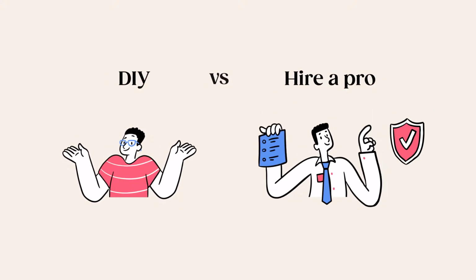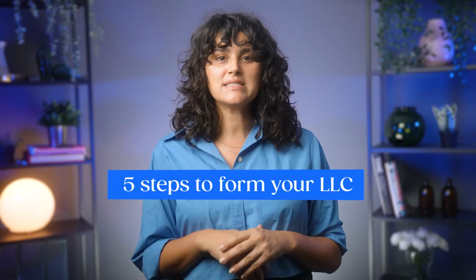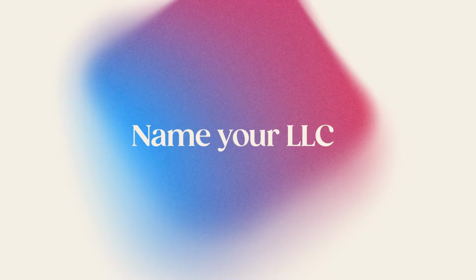To get an LLC, you can either do it yourself or hire someone to do it for you. If you're going the DIY route, there are 5 steps total to forming your LLC in Kansas. Step number 1, name your LLC. Do you already have a name for your business? You'll need to search through the business name database that's kept on file with the Kansas Secretary of State to make sure it isn't taken.